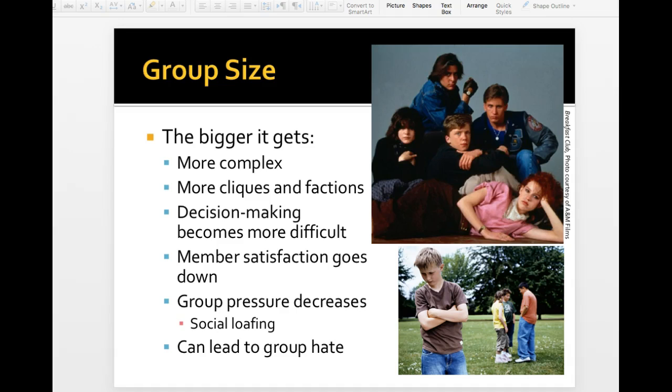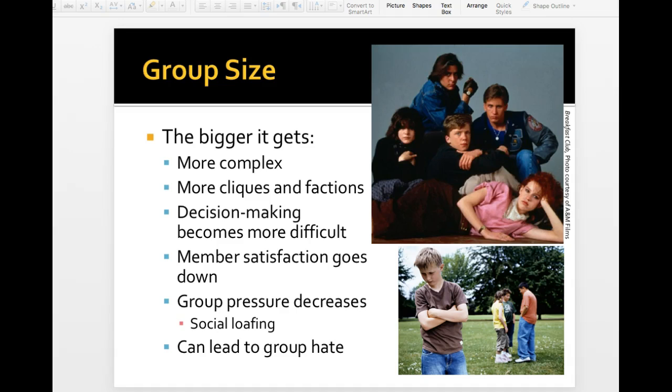The pressure to perform in the group also decreases, so there become a lot of social loafers, people who don't do anything because they feel like their voice doesn't matter or that it's too big to make a difference, and so they tend to just sort of sit back and let others do the work for them. And it can lead to something called group hate. Probably something you've all experienced, where you just don't want to work in groups, and it maybe comes from the size of the group.